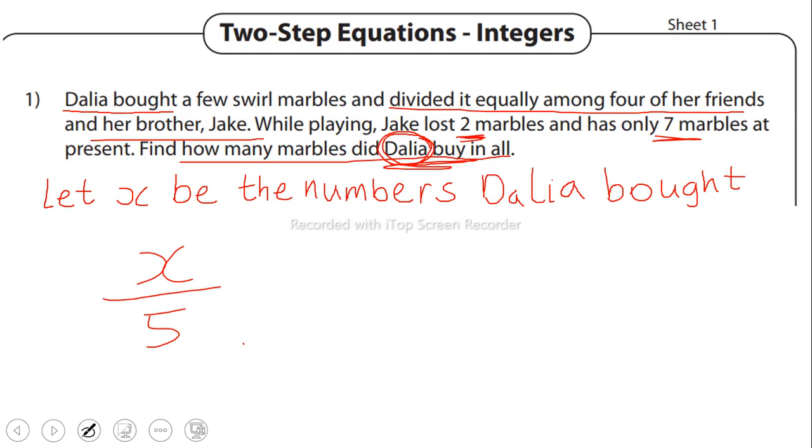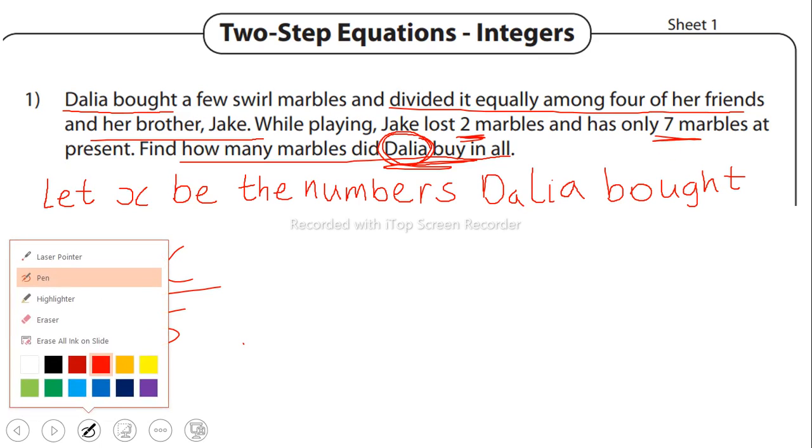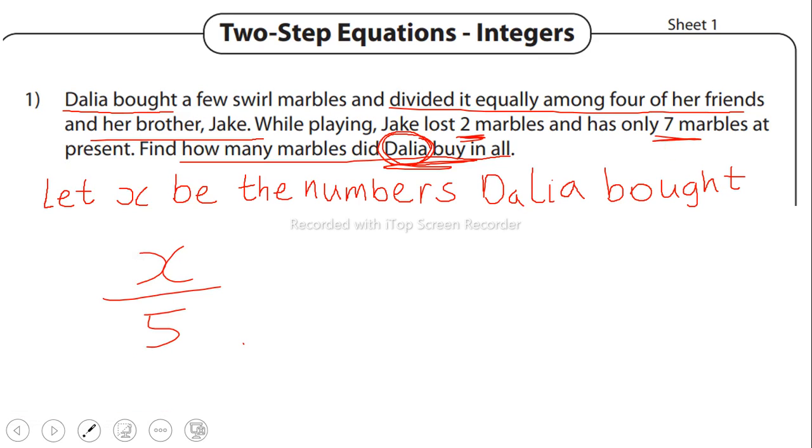Understand? That means that when we divide X by 5, we're supposed to get 9. The reason is that this is a very tricky way for them to put it. They're saying she had a certain number of marbles and divided them into 5 equal parts, and everybody, including Jake, got 9. You understand that?